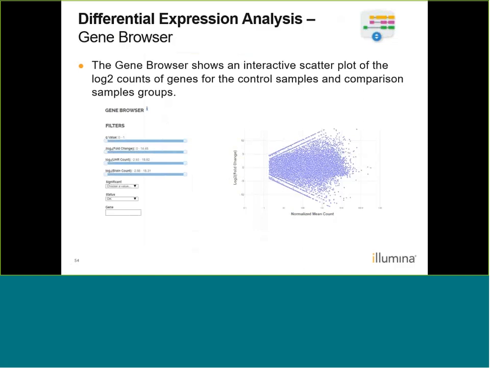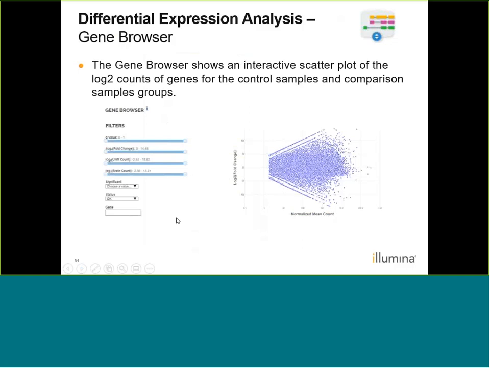Another output that we're going to get is the gene browser tool. So the gene browser shows an interactive scatter plot of the log2 counts of the genes for the control samples and comparison group samples. So basically what this is, it's going to plot all of our different genes, and we're going to get this type of image.